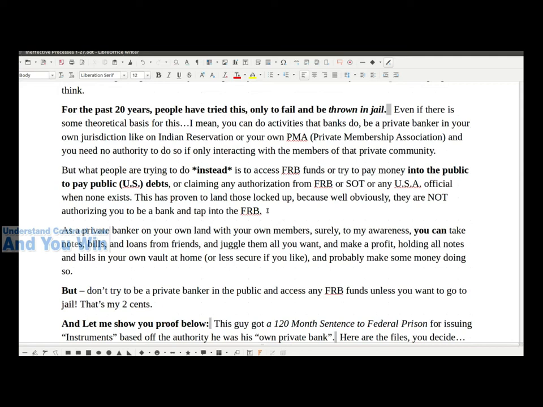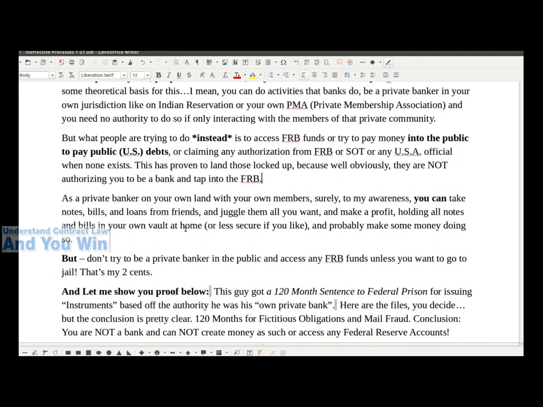As a private banker on your own land with your own members, surely, to my awareness, you can, theoretically, take notes, bills, and loans from friends and juggle and leverage them all you want to make a profit, holding all the notes and bills in your own vault, or if you run the bank out of your home, although it'd be a little bit less secure. You can probably make some money if you have the wherewithal, the knowledge and the experience to do this.